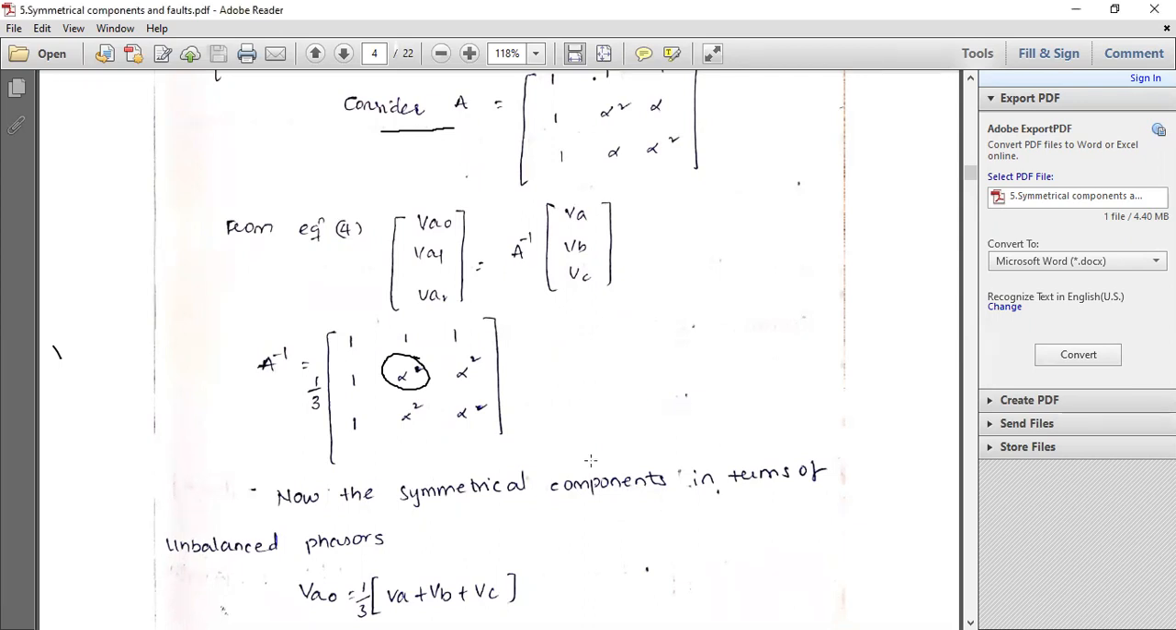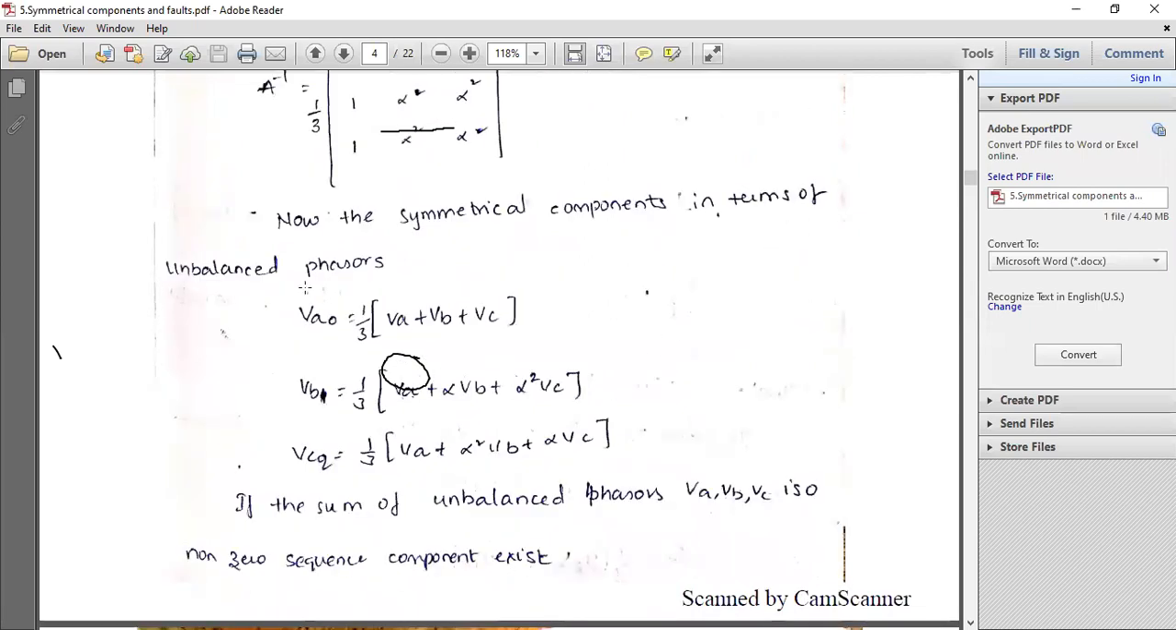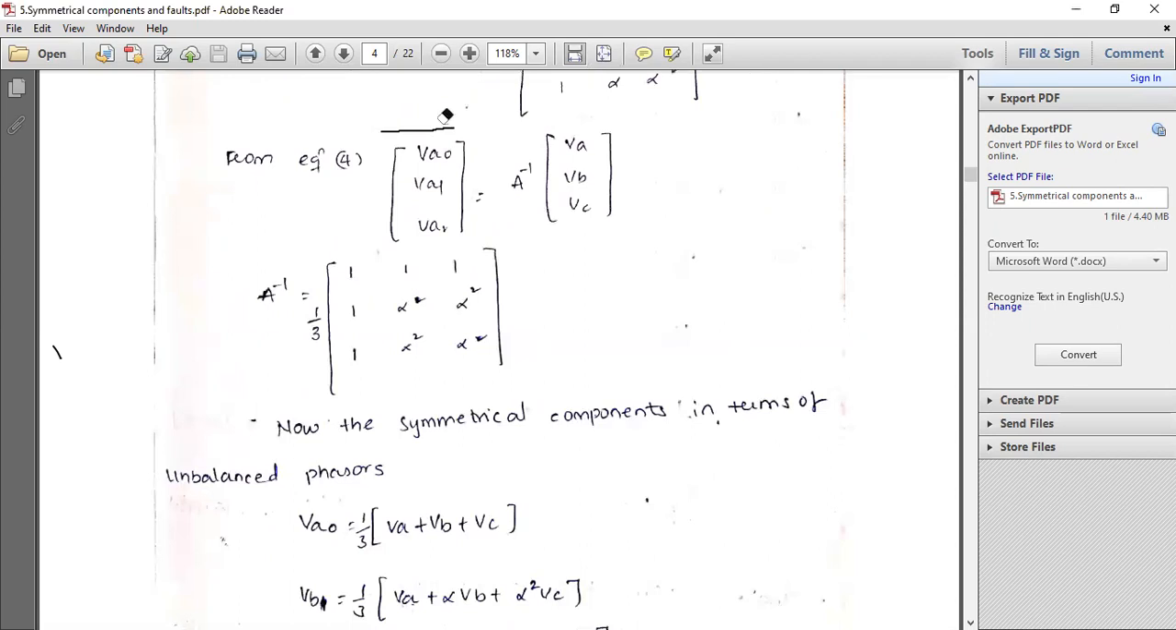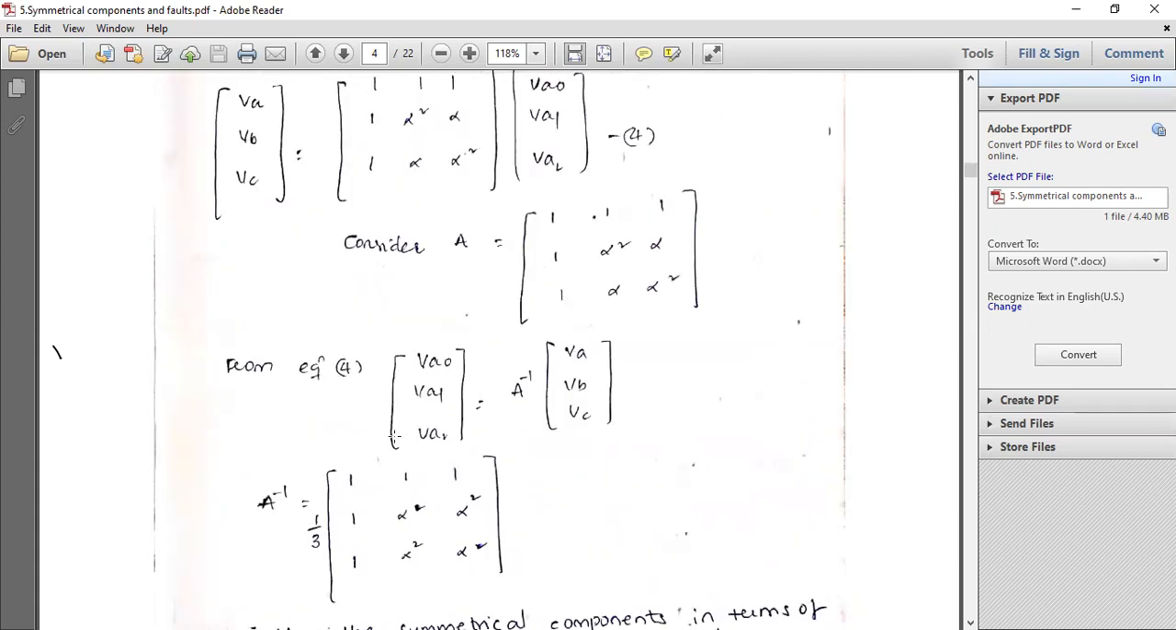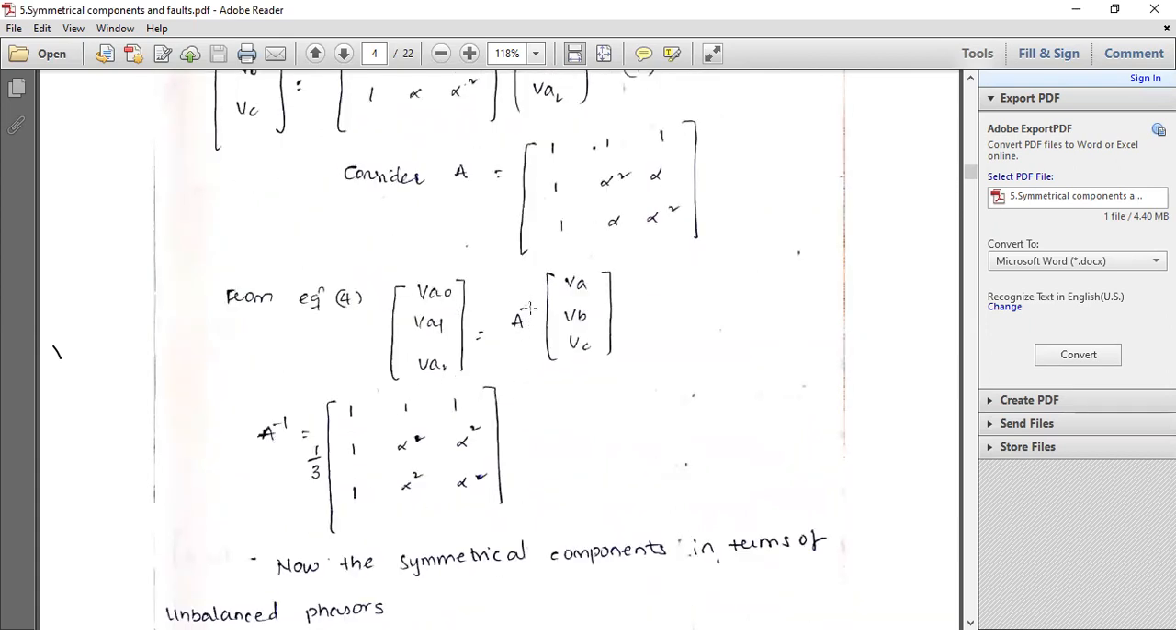Now you see here, the symmetrical components in terms of unbalanced phasors. Here I am stressing the unbalanced phasors. So what are the unbalanced phasors? VA, VB, VC are unbalanced phasors. Now the symmetrical components VA0, VA1, VA2 you can get by multiplying this. VA0, VA1, VA2 is equal to A inverse, that is 1 by 3, multiplied by this one.